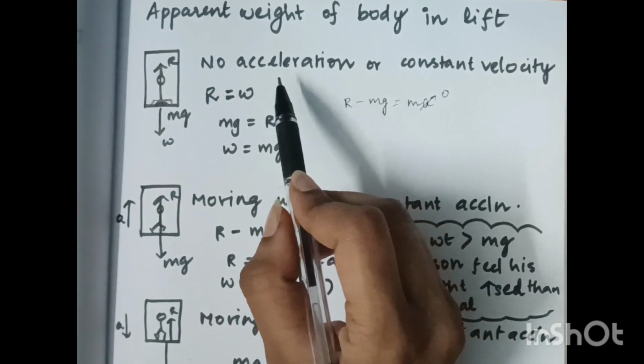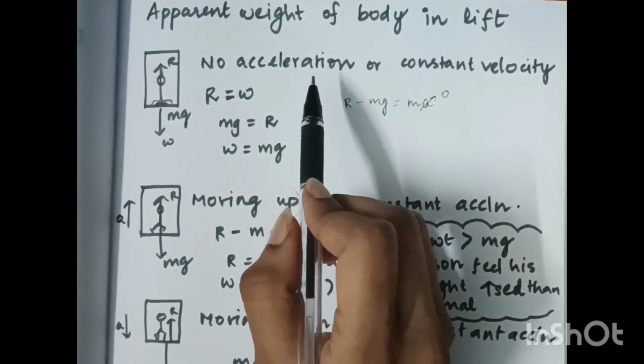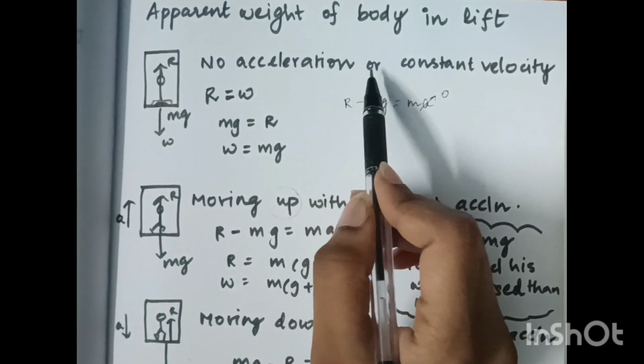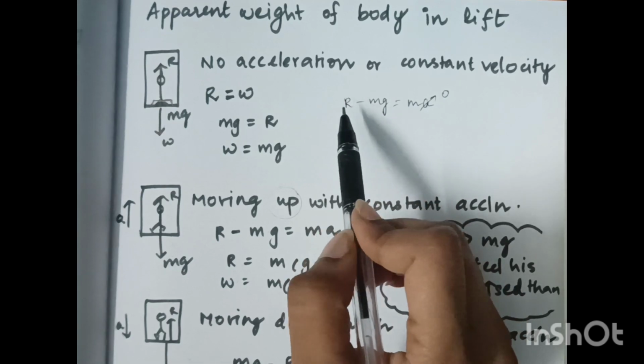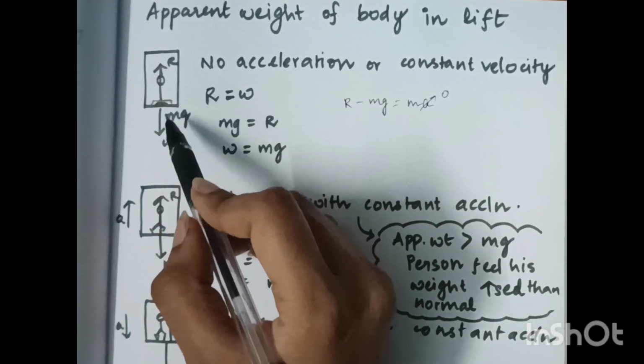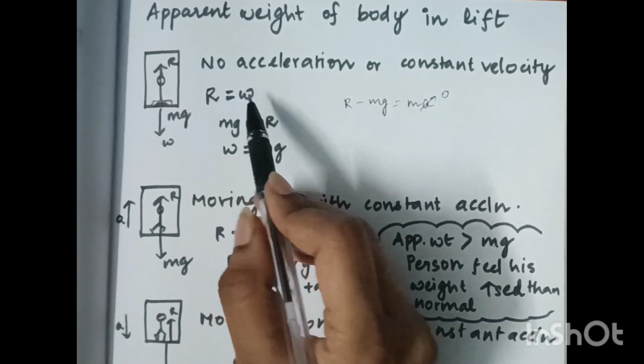Now in the first case there is no acceleration, that means the lift is moving up or down with constant velocity. We know net force is equals to mass into acceleration. So what is the net force? It can be R minus mg. R is nothing but a weight. R is equals to W. That point we should remember.